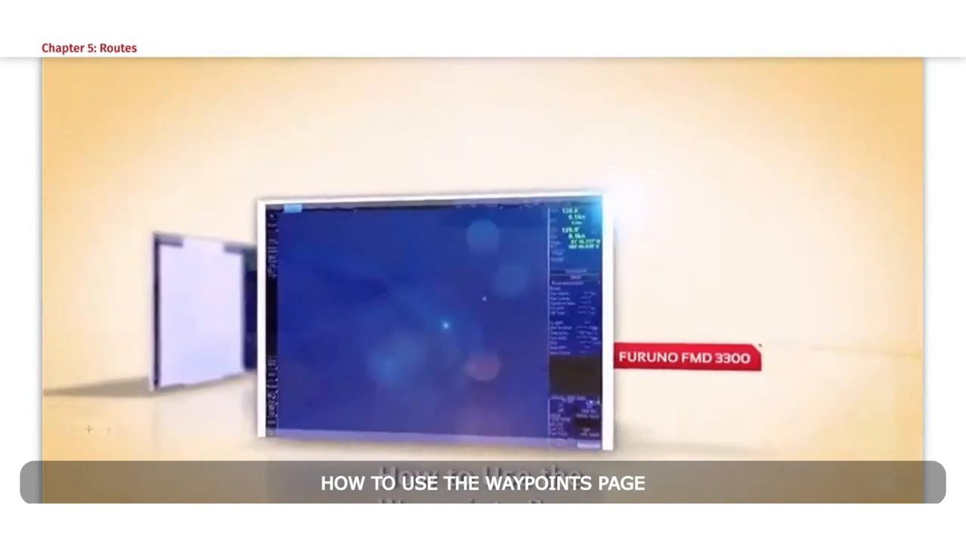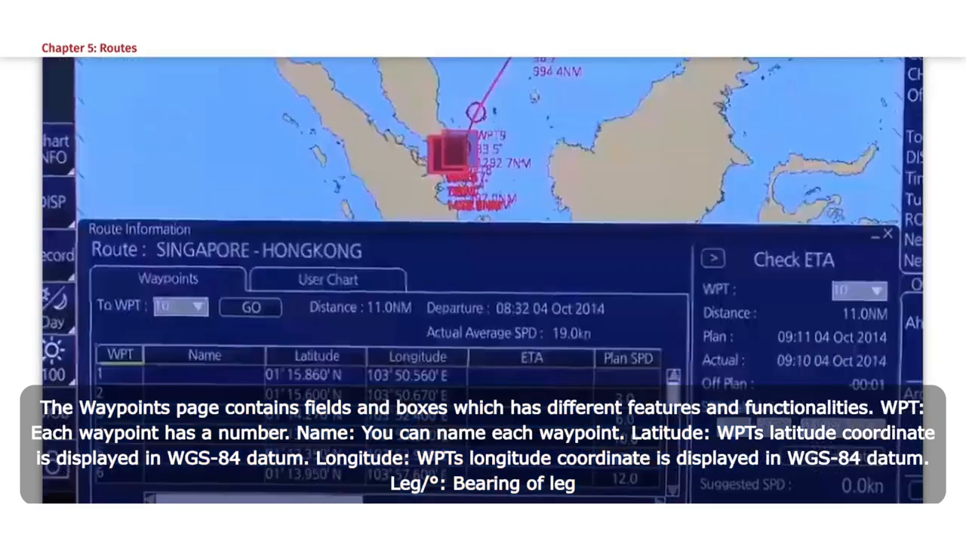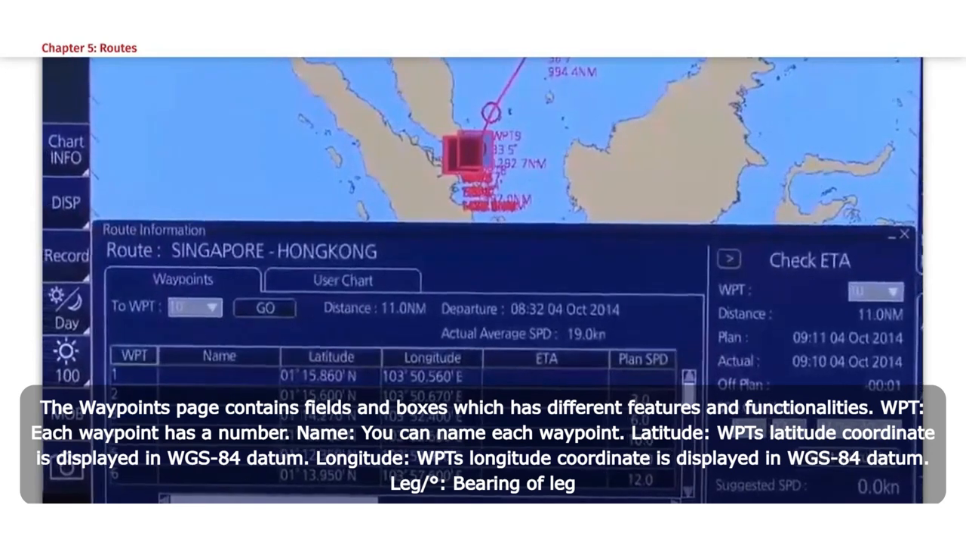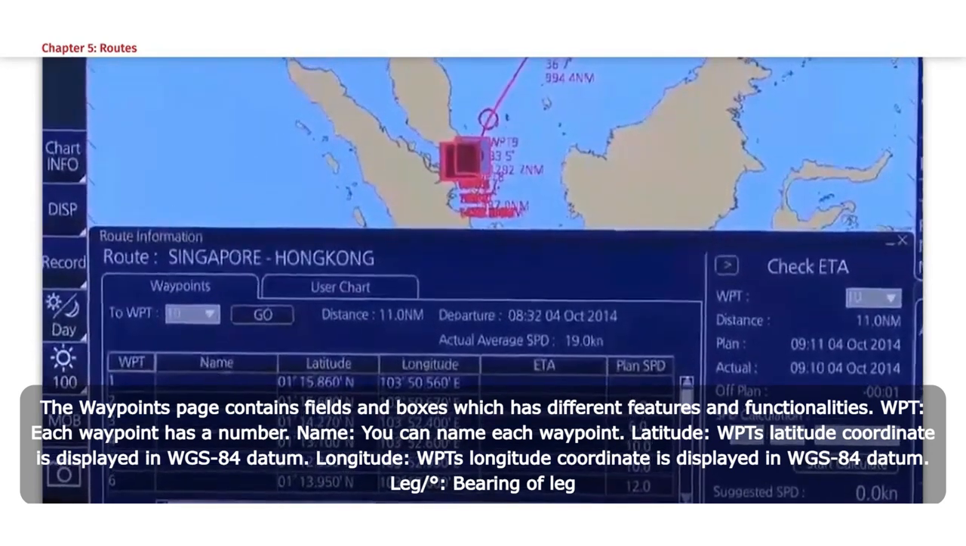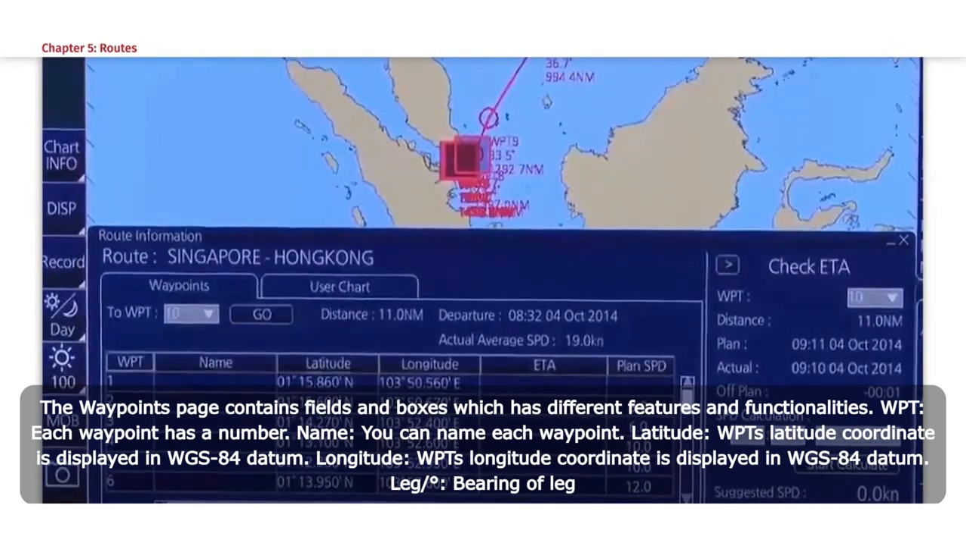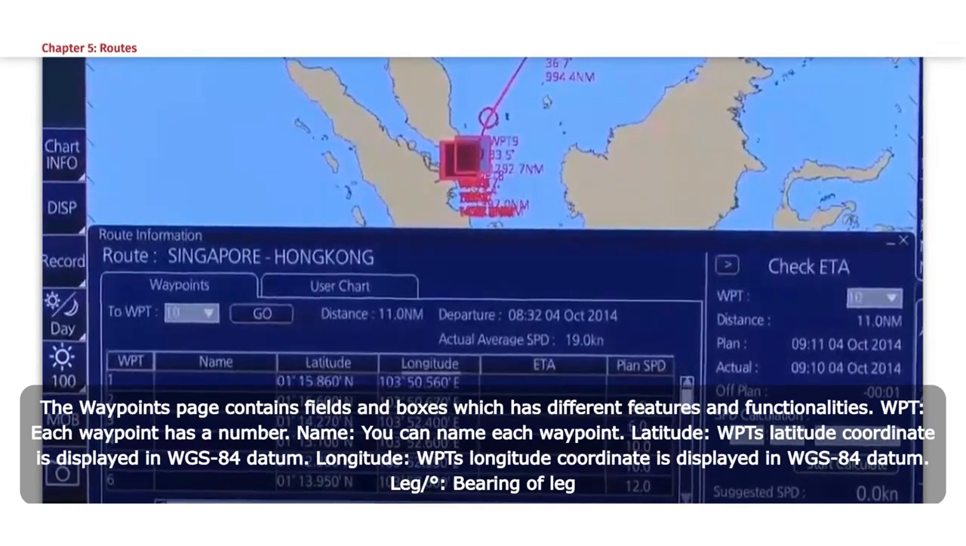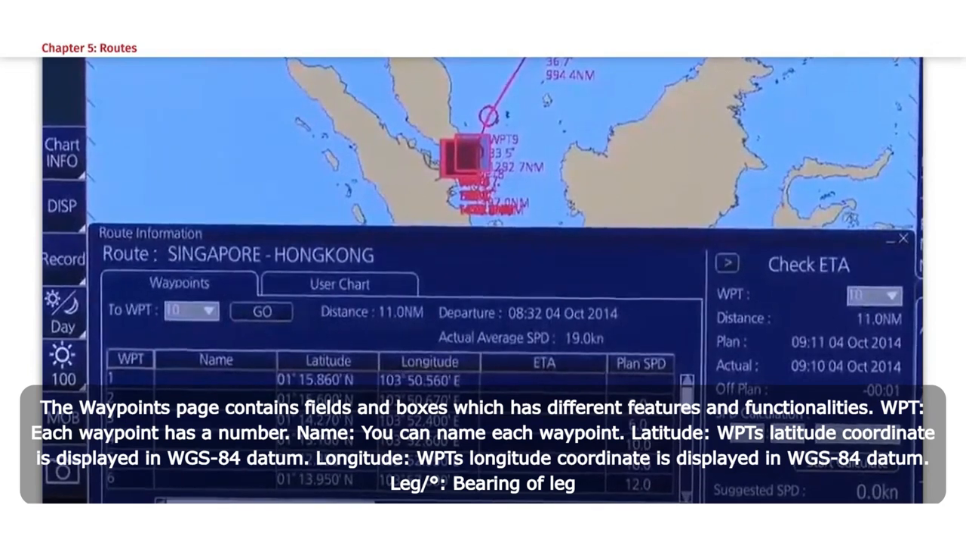How to use the Waypoints page. The Waypoints page contains fields and boxes which have different features and functionalities. WPT. Each waypoint has a number. Name. You can name each waypoint. Latitude. WPT's latitude coordinate is displayed in WGS 84 datum. Longitude. WPT's longitude coordinate is displayed in WGS 84 datum.